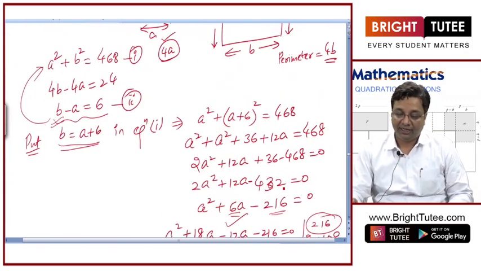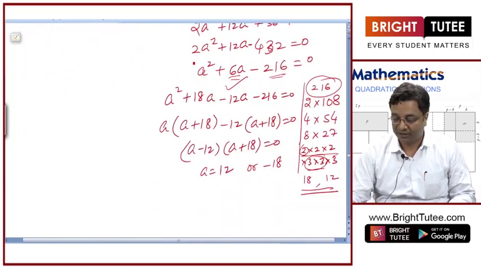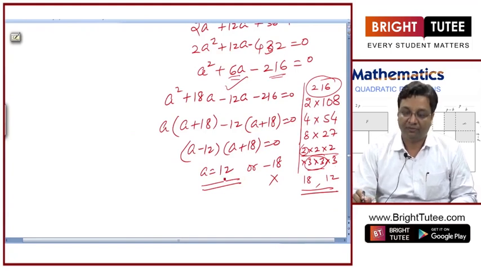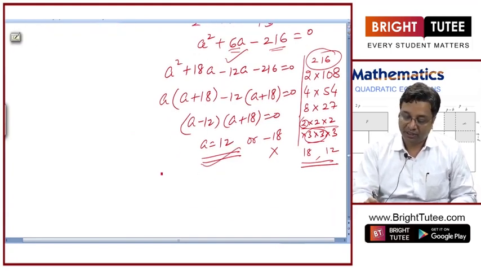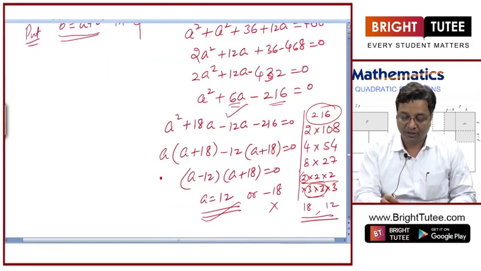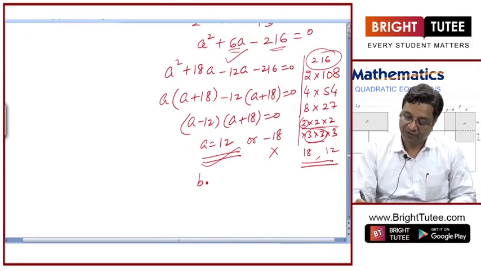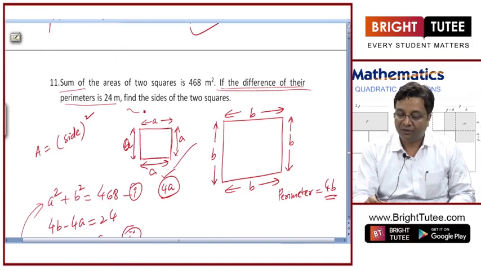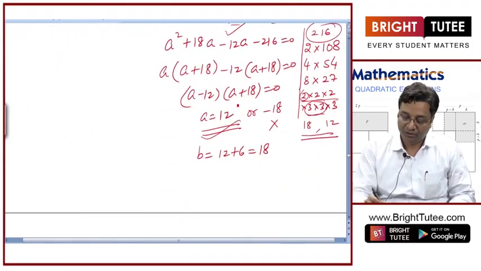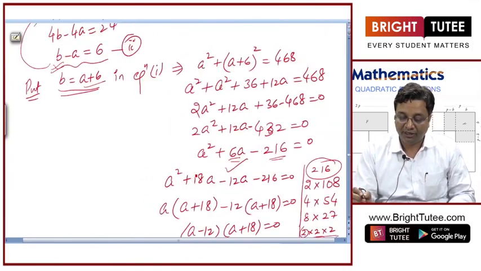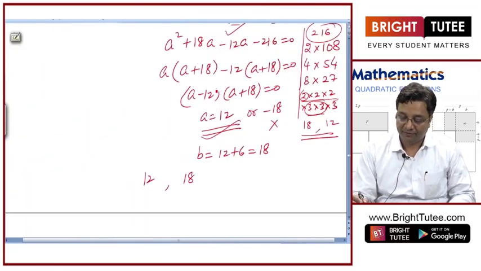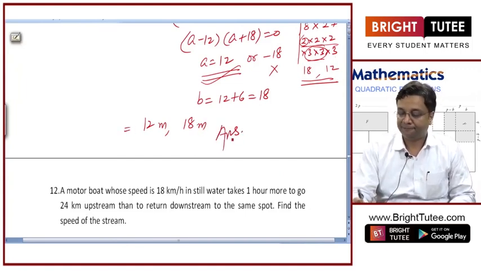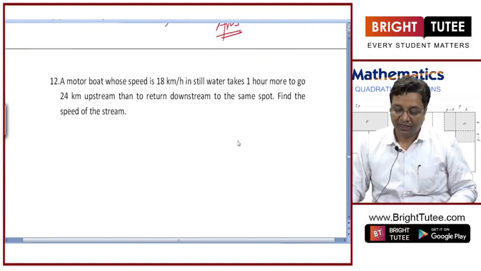Now let's look at a. What is a? a is the side of our square, so it cannot be negative. The only feasible answer from these two is 12. So I've got the side of one square, and the side of the second square will be equal to a plus 6. So the value of b will be 12 plus 6, which is equal to 18, and we have found the sides of the two squares, which are 12 and 18. What was the unit? The unit was meter. So one side is 12 meters, another side is 18 meters. This is our answer.